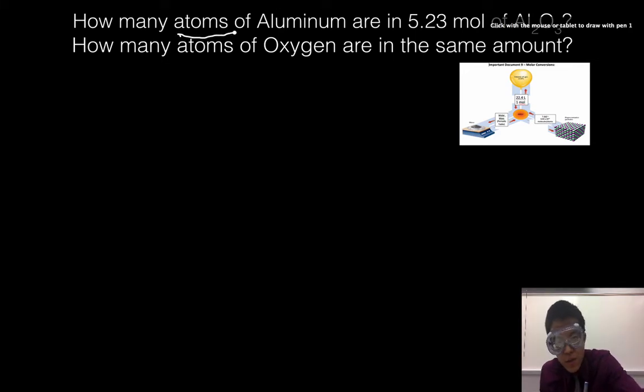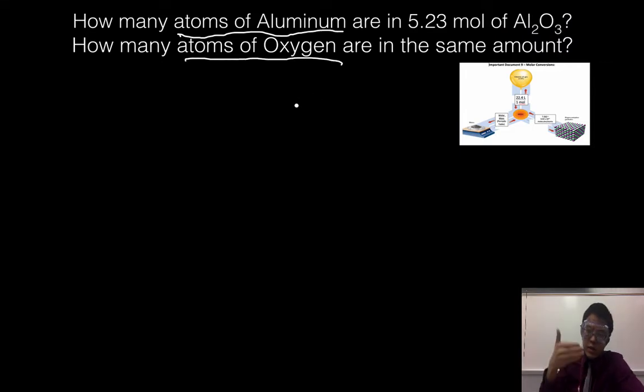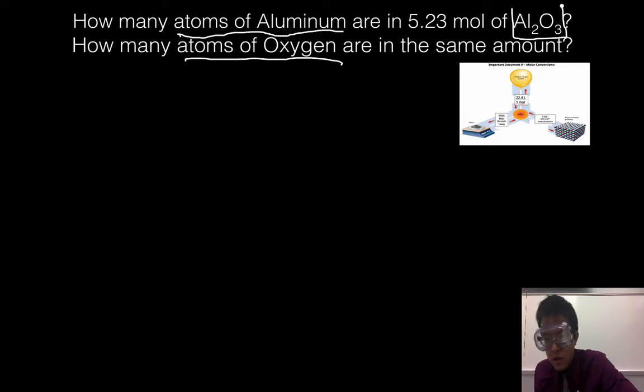One more tiny thing that you might see and be asked for is how many atoms of a specific element, like in this case aluminum and in this case oxygen, are in a particular amount, in this case 5.23 moles. Well, I need to get to atoms of aluminum, right? So I need to know how many aluminum atoms are in 5.23 moles of this.